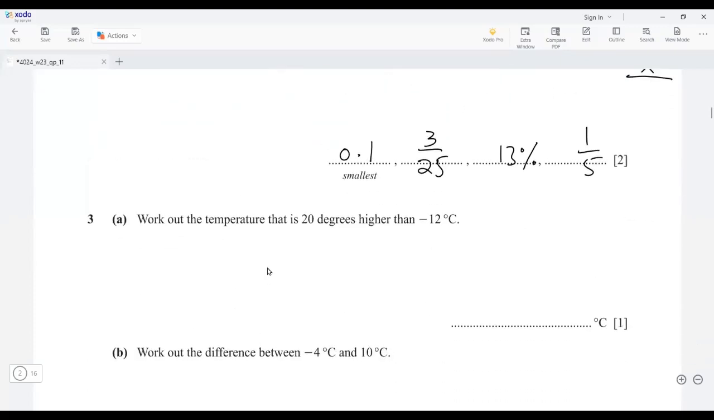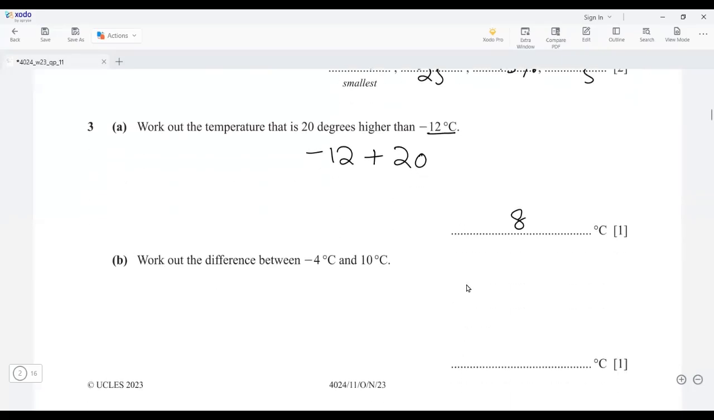Next question is basically the temperature changes kind of thing. Work out the temperature that is 20 degrees higher than negative 12. It means that we have to add 20 to negative 12 and we will get the required answer. So we will have negative 12 plus 20, which gives positive 8 degrees centigrade. That is the temperature 20 degrees higher than negative 12.